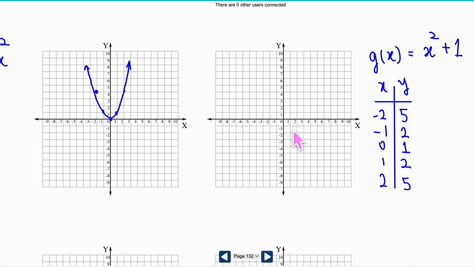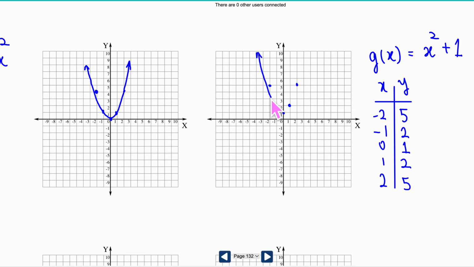Let's see how our graph is changing this time. -2 and 5 is all the way here. -1 and 2 here. 0 and 1. 1 and 2, and 2 and 5. The graph looks pretty much the same as before. The only difference is that now it has shifted 1 unit up.